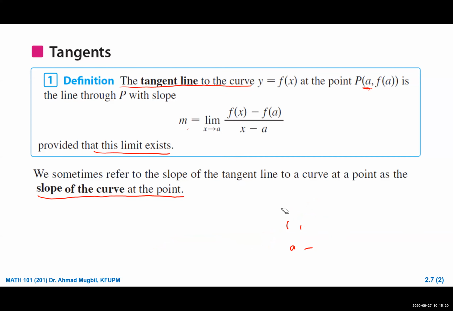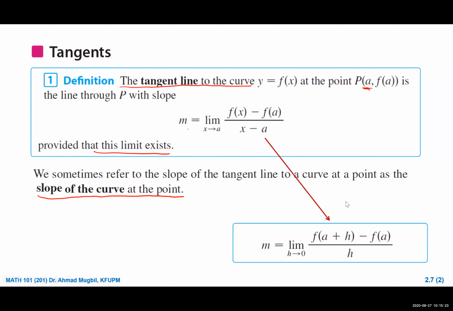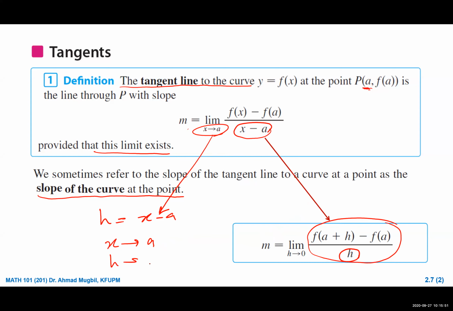There is another way to write this limit. You can write it this way. And you have seen this before in Math 001. It is the difference quotient. How do we obtain this from here? It is so easy. Just put x minus a equals h. So if x minus a equals h, when x goes to a, what will happen here? If x goes to a, h will go to what? To 0. Here it is.